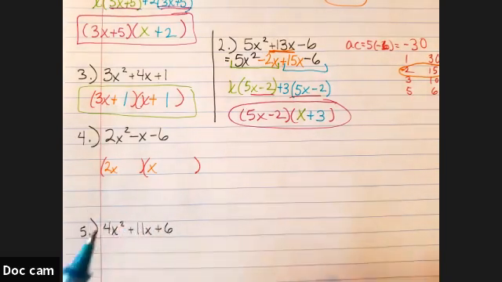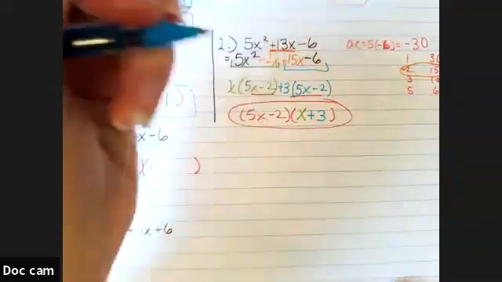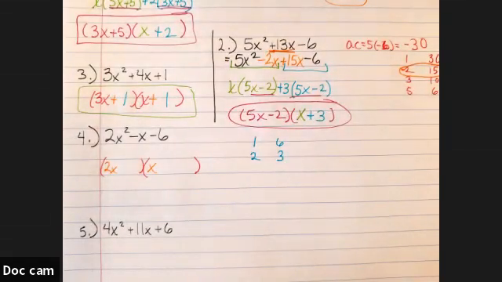Okay, so what can multiply to 6? Well, there's not too many options. There's 1 times 6, or there's 2 times 3. So those are the only 2 options.